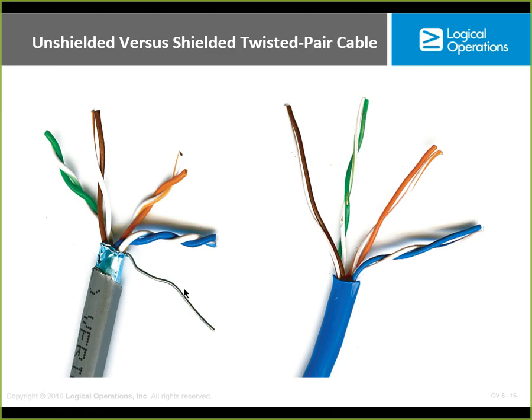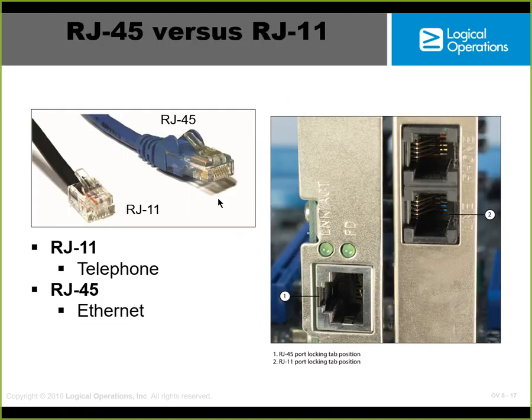Unshielded, shielded. You can see the foil. This could be a foil or it could be a braid around it. If we wanted extra shielding, we could have a foil around the pairs and then a foil around each of the pairs. Unshielded twisted pair just has the plastic cover on it.